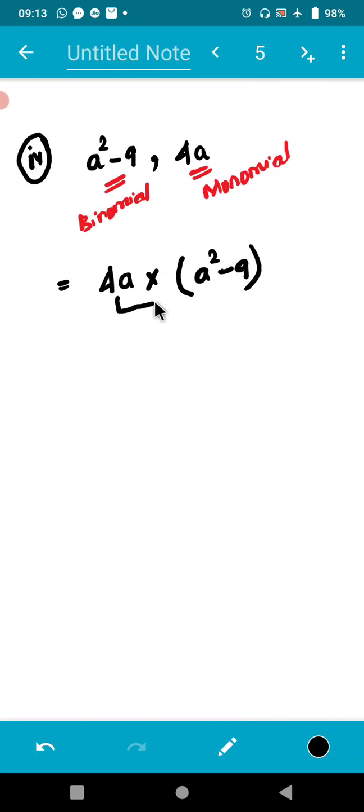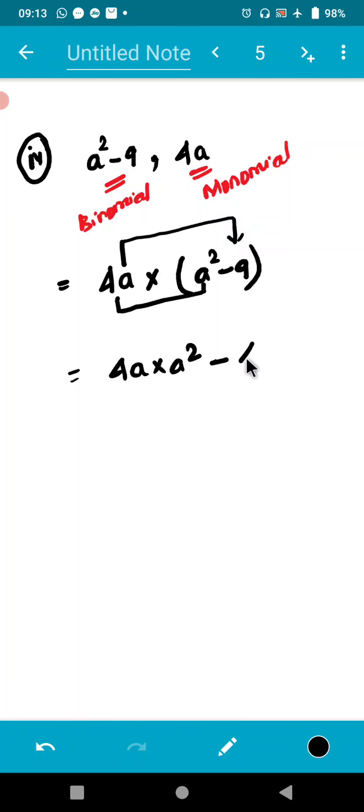Now we'll multiply this 4A with A square first, that is 4A into A square. Now what sign we have with 4A? No sign, that means plus. So plus minus will give you minus. Now plus we have to multiply this 4A with 9 as well. So 4A into 9.